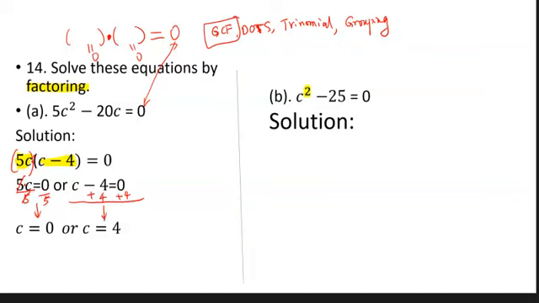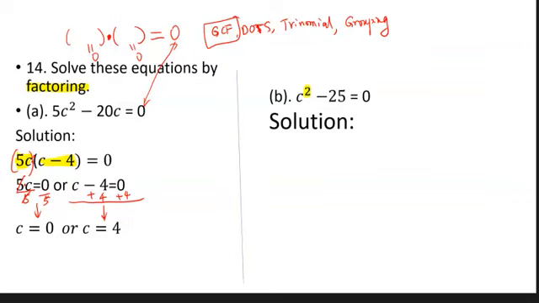Now in the second problem, C squared minus 25. First of all, I notice they don't have anything in common, no GCF. One of them has two C's, the other has 25, just a number. So we count the terms. We have two terms, C squared and 25. So maybe it's a difference of two squares type.